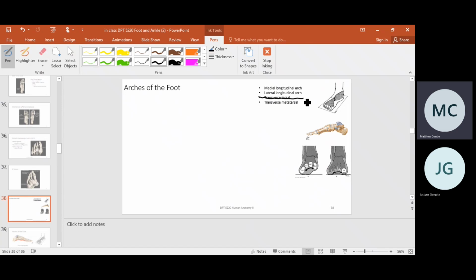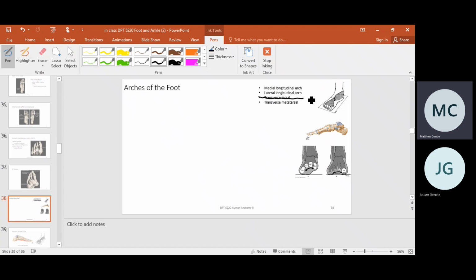Understand that we do have 4 arches to the foot. We kind of talked about the ligaments that support those arches last time we were together. Just understand that when it comes to my medial longitudinal arch, that's going to be the arch that is most visible. When people talk about fallen arches, or high arches, or whatever, that's what they're typically referring to. That's the most visible arch, the medial longitudinal arch.